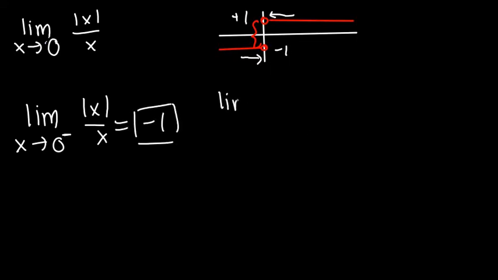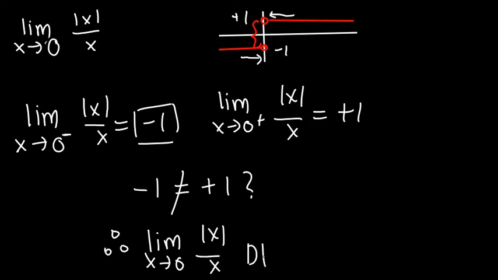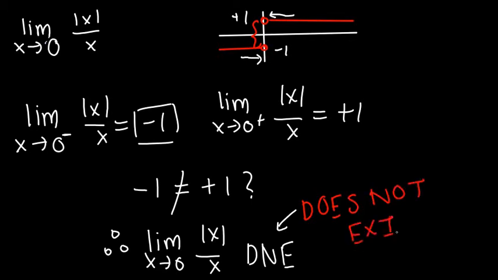Now let's compute the limit as x approaches 0 from the positive side of this same function. It looks like we're approaching +1. So is -1 equal to +1? No, it's not. Therefore, the limit as x approaches 0 of this function does not exist. This is the mathematical notation for does not exist. If it doesn't exist, you can just write DNE, and that will give you full points.